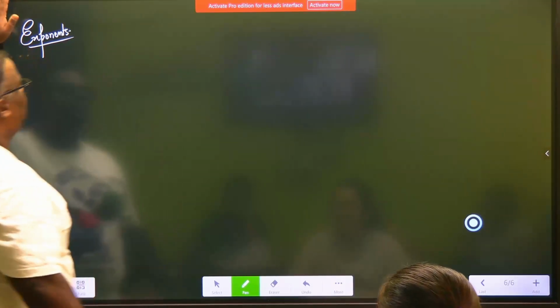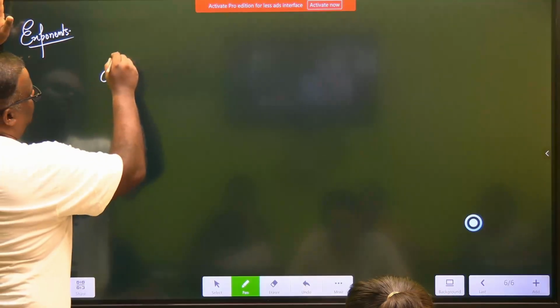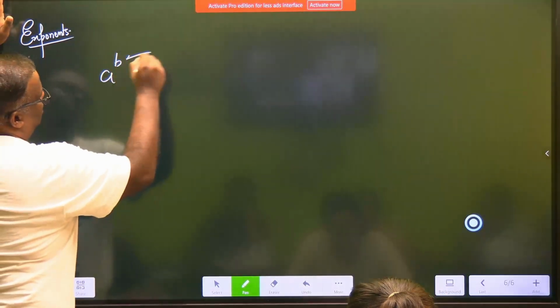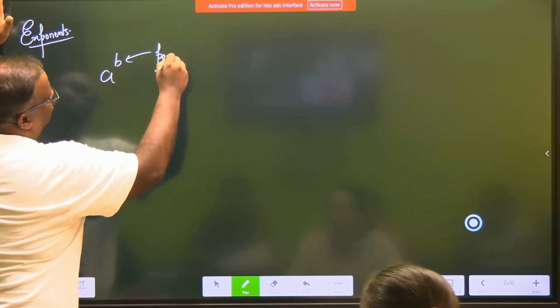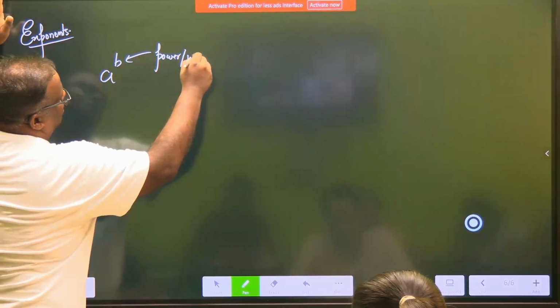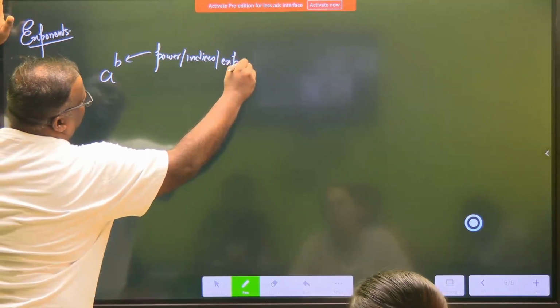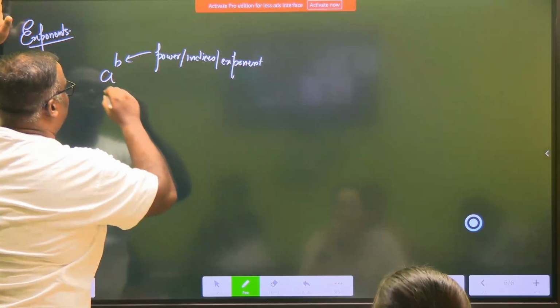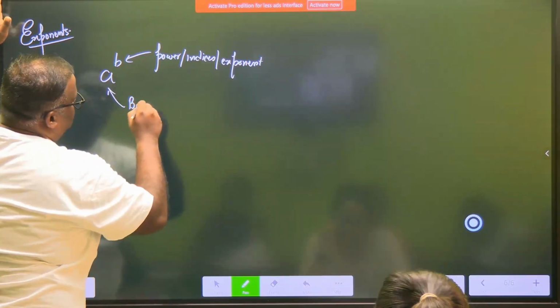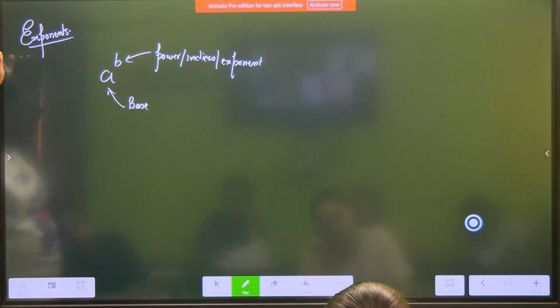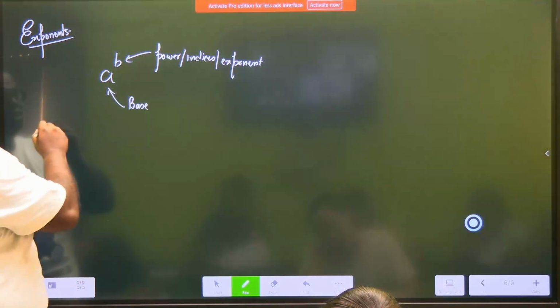Chalo, exponents. A number a to the power b, where b is known as a power. B can also be called an index, or b is also called the exponent, and a is known as the base. I hope you remember. So shall we start with the laws of exponents?